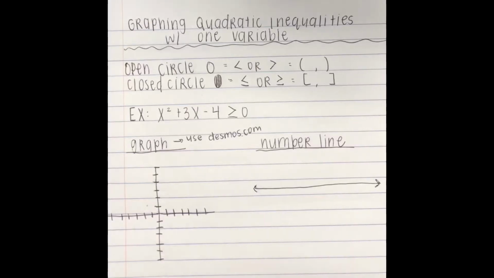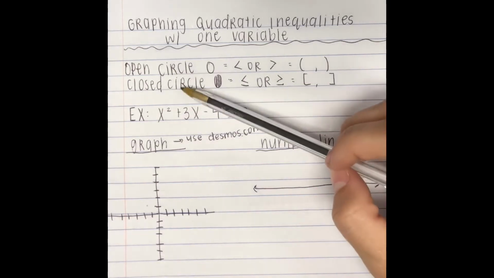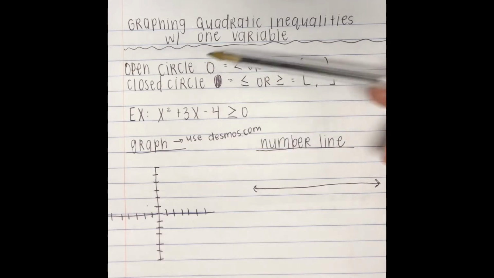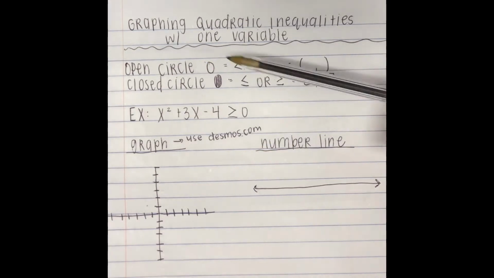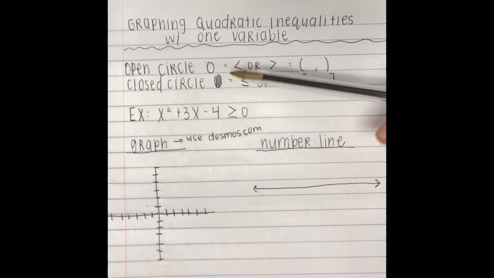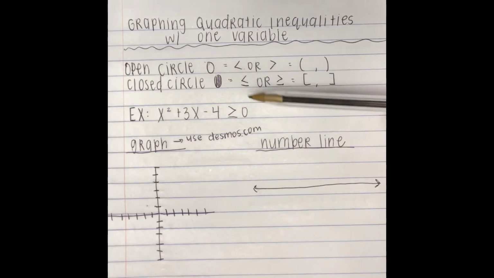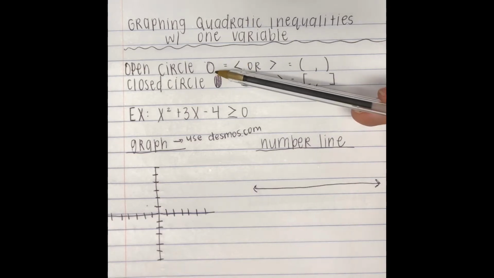Alright, good morning. We are graphing quadratic inequalities with one variable today. So briefly, real quick, we want to go over the difference between an open circle and a closed circle. An open circle is used when you have less than or greater than, not equal to. The open circle just shows the number that it's either going to be greater than or less than, but it can't actually equal that number.